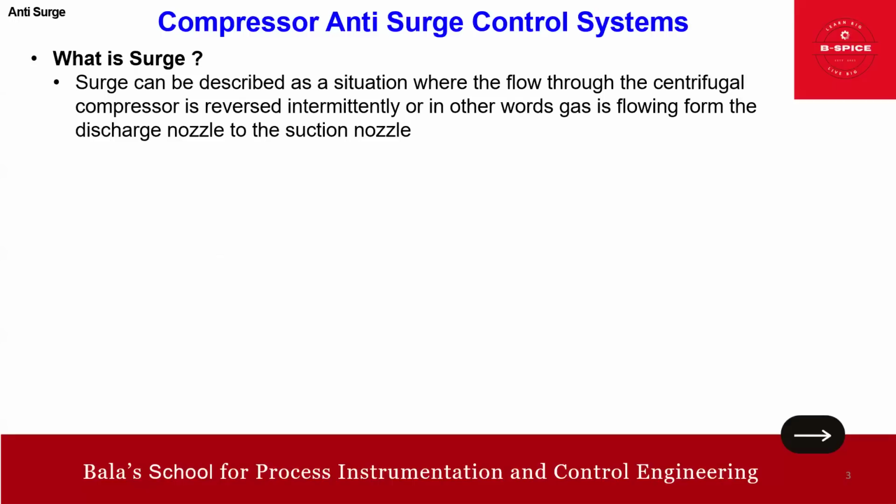What is surge? Surge can be described as a situation where the flow through the centrifugal compressor is reversed intermittently, or in other words, is flowing from the discharge nozzle to the suction nozzle. Flowing from the discharge nozzle to the suction nozzle. So what is the surge cycle? Surge is a reversal of flow.